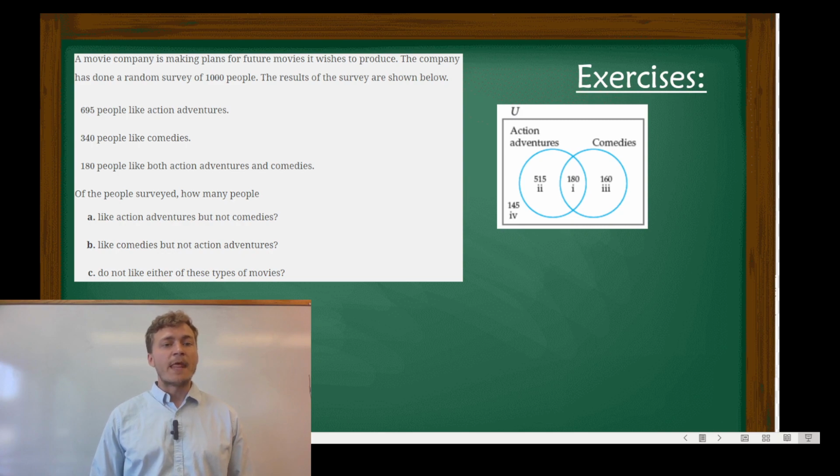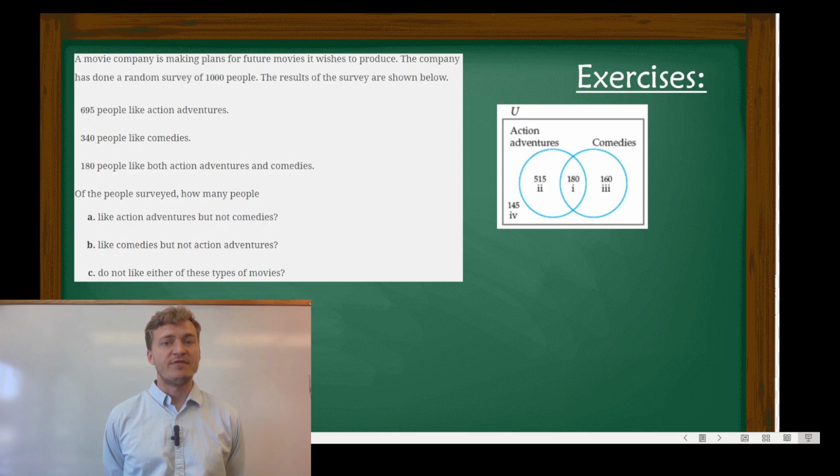Part B, how many people like comedies but not action adventures? Well, again, for comedy, there are 340 people that like comedy, as the information above tells us. But we don't want those that overlap with action adventures. Again, taking away the 180 in the middle, we see that the number of people that like comedies but not action adventure is 160.